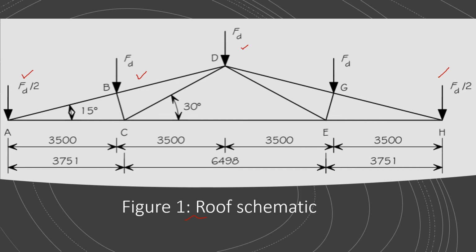So here we have a 15 degree pitch, and the degree internal at DC is 30 degree, and the total span length is 14 meter. Each span from A to C is 3500 mm. C to D is the same span distance. D, G, and EH have the same span distance, which is 3500 mm.